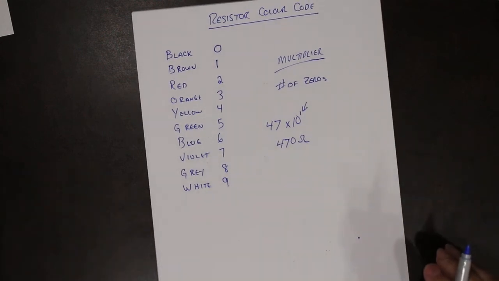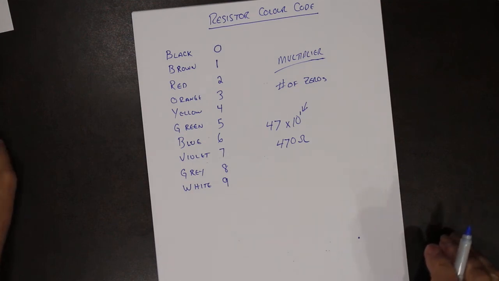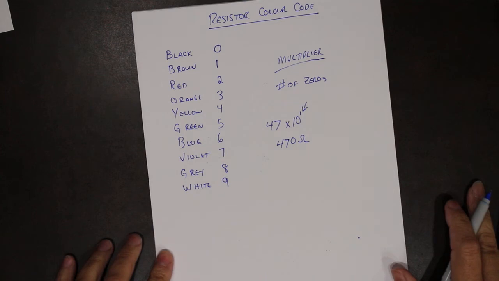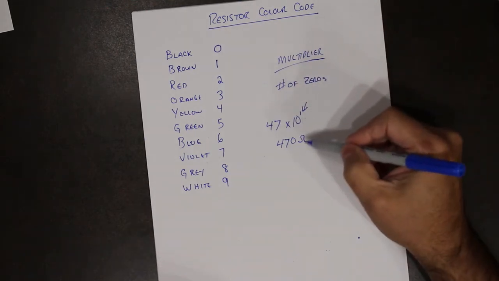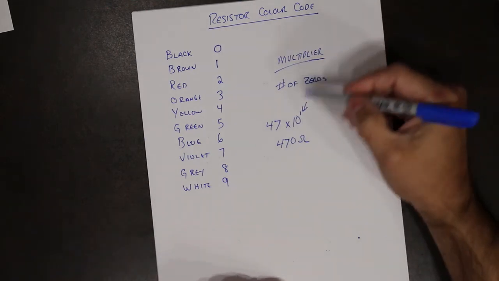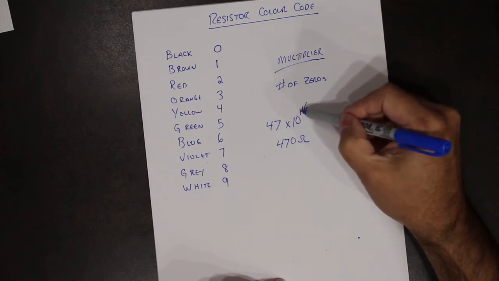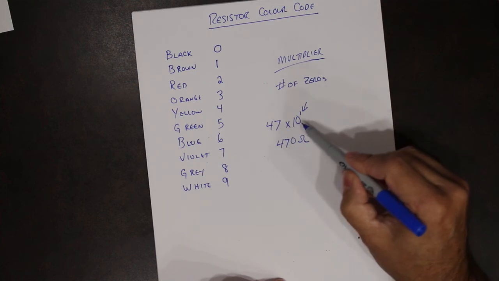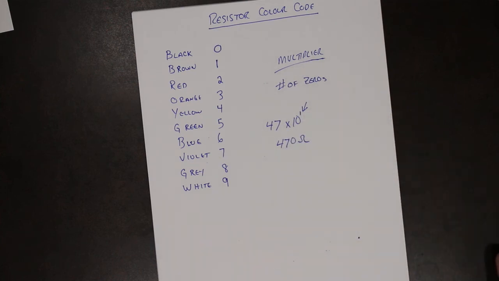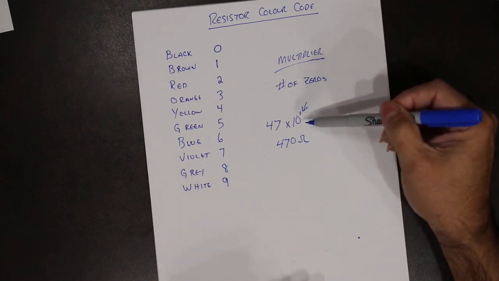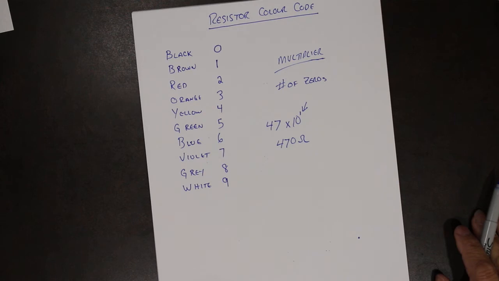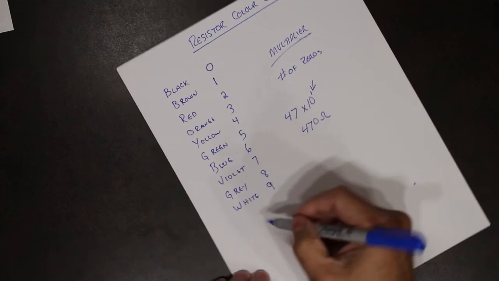So there's no right and wrong way to think about it. Whatever method works for you. I look at it and I say, okay, well, brown represents 1 0. Some people look at it mathematically and it's times 10 to the power of 1. So 47 times 10 to the power of 1 is 470. So however you want to represent it, it's perfectly fine. This is mathematical and the other is just creating a set of numbers. So now we're left with the tolerance.